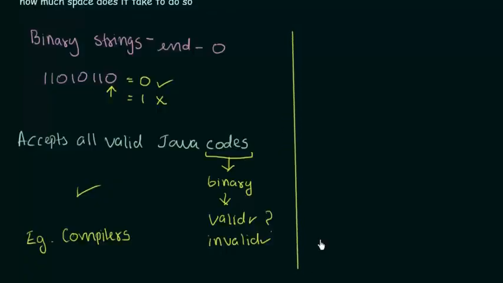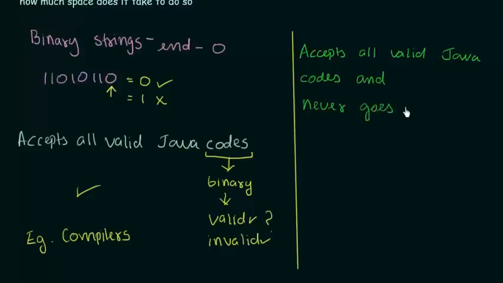Now let's take another example. Now in this example I want to design another system that accepts all valid Java codes and never goes into infinite loop. I assume you know what is the meaning of infinite loop.